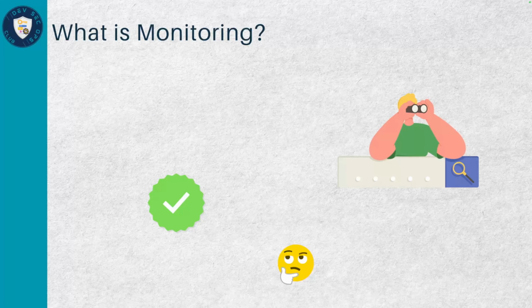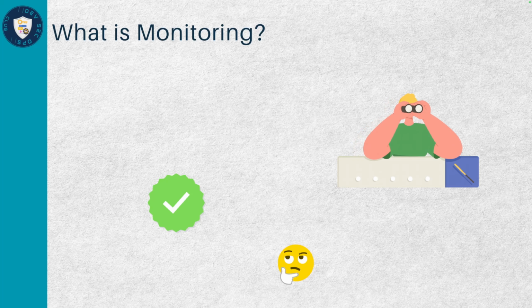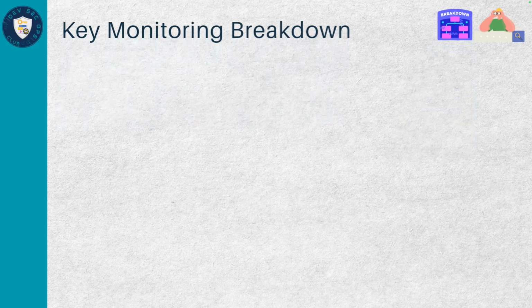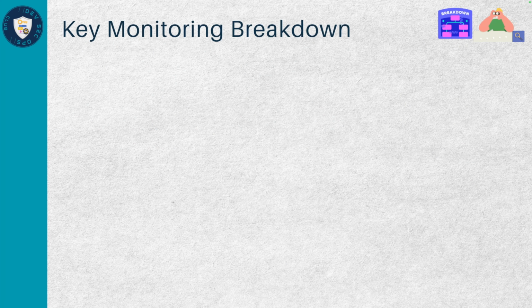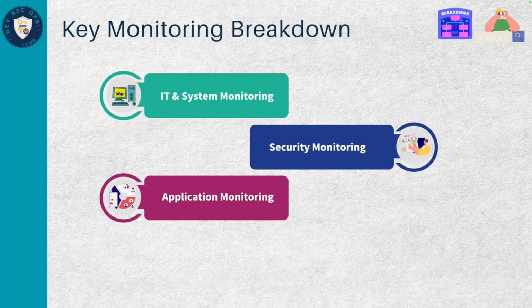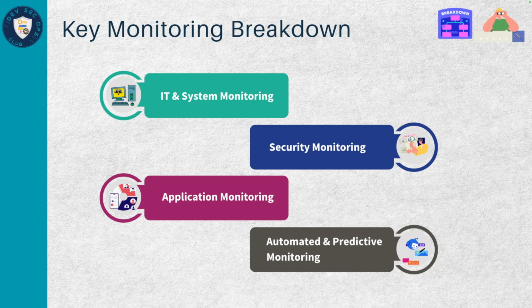Now that we have covered what monitoring is and why it matters, how does it work? Let's break it down further. Monitoring isn't a one-size-fits-all approach. Monitoring in IT goes beyond just CPU and memory usage. It covers multiple specialized areas such as IT and system monitoring, application monitoring, security monitoring, and automated and predictive monitoring, which is AI-based nowadays, a very popular, hot topic, right? AI monitoring. And honestly, this would be the future.